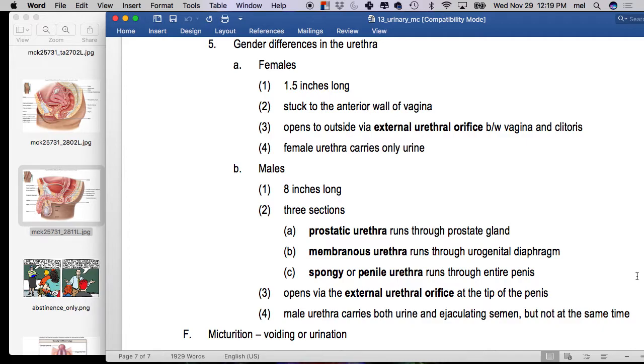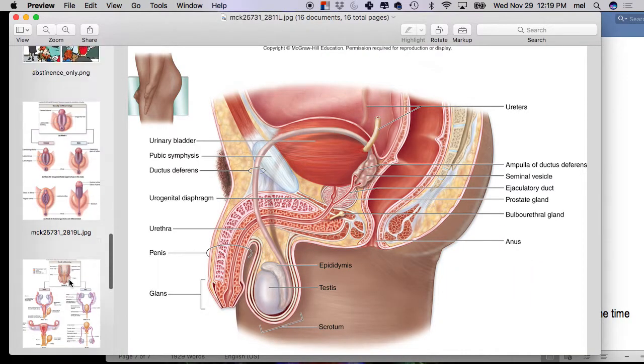In females, it's about 1.5 inches long. It's stuck to the anterior wall of the vagina and the external urethral orifice. You have to be able to find it. You cannot leave this class without knowing, for instance, that females have 3 holes down there, and males have 2. And guess which sex tends to do worse on the reproductive? Oh my gosh, you guys don't know where any of your parts are. No wonder people are getting knocked up left, right, and center. You don't even know where the parts are, so let's figure out where the parts are.